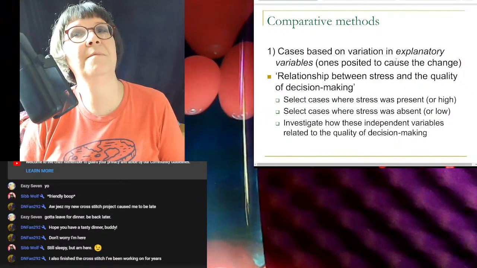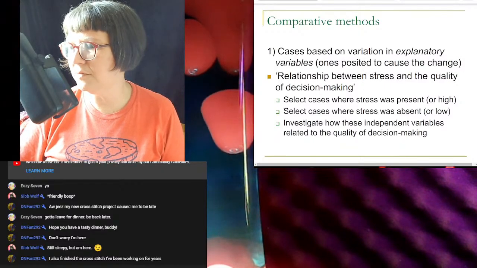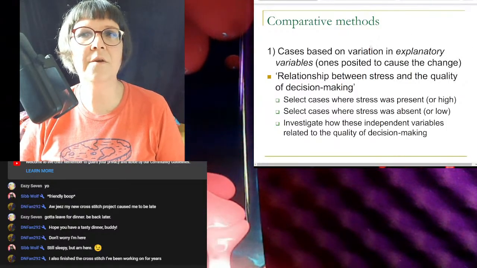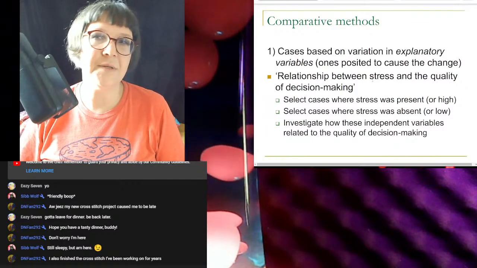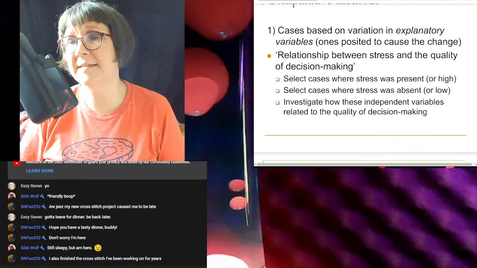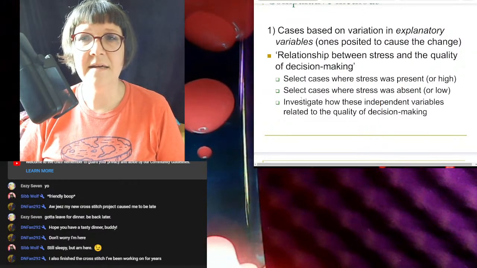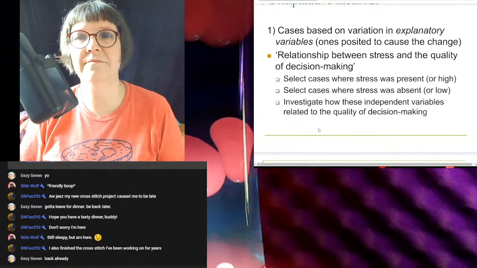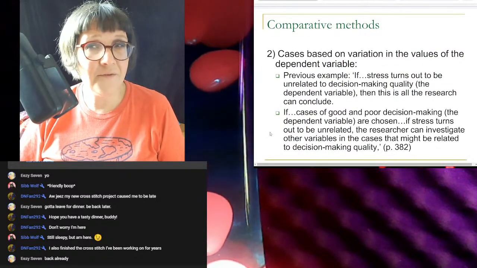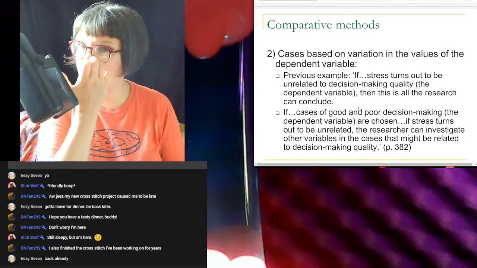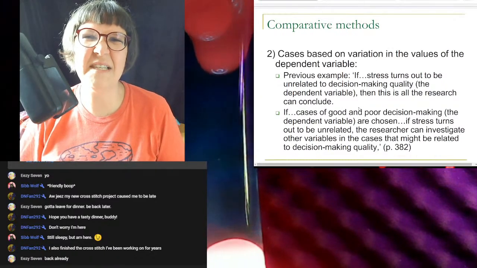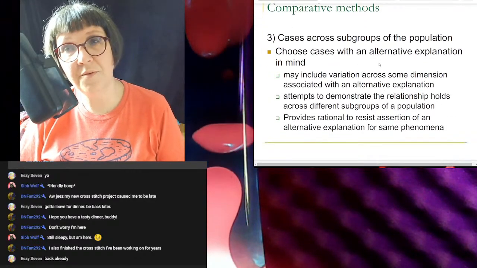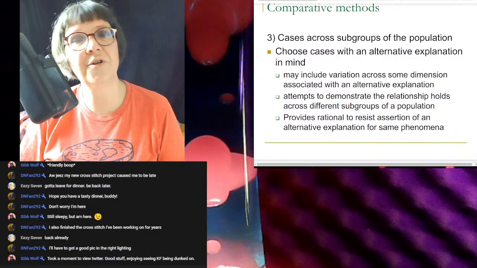Cases based on variation in the explanatory variable. This is the one where you've selected cases based on the thing that you think is causing the change. You want to look at the relationship, for instance, between stress and the quality of decision making. You can select cases where stress was very high, select cases where stress was very low, and then investigate how these independent variables related to the quality of decision making. Cases based on variation in the values of the dependent variable. I think you got the idea of that. It's really just comparing things. That's really what it comes down to. If you have cases across a subgroup of a population, you have to choose cases with an alternative explanation in mind.